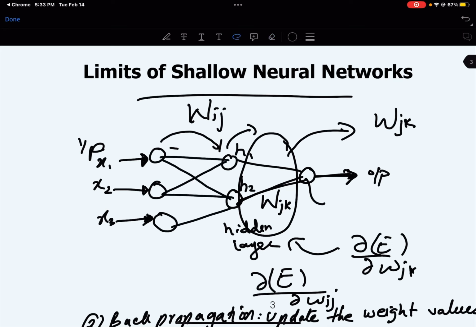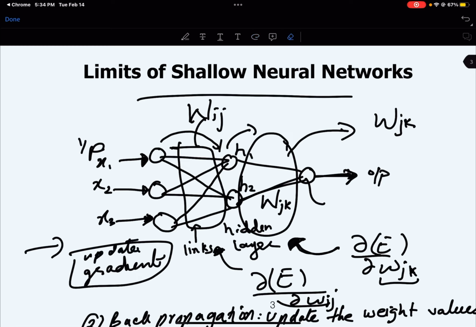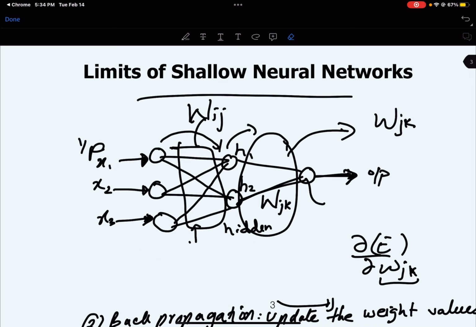So this is a form of a fully connected network. What do we mean by a fully connected network? All nodes are connected by links. Each link has a weight value, and all of these weight values are represented by your weight matrix. For back propagation, we take the partial derivative with respect to the weight values, and for the next layer we take one more partial. These are the gradients. Why do we need to update the gradient values?